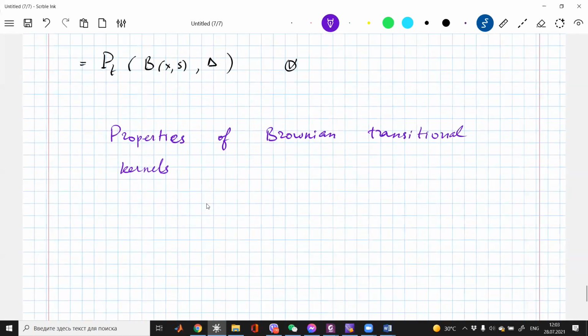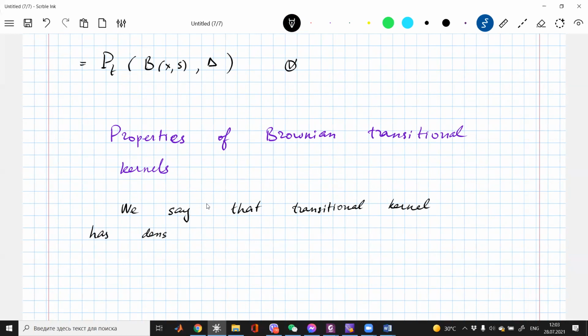First, note that in case of Brownian motion, our transitional kernel has density. So we say that a transitional kernel has density if we can write this value as an integral. Here I will write small p_t(x, y) dy.